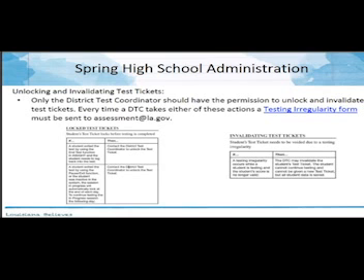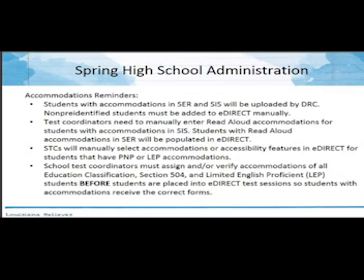Again, this is how to unlock and invalidate test tickets. It's the same procedure for 3 to 8. You need to have a testing irregularity form if that does occur. Just like for 3 to 8, students with accommodations in SIR and SIS will be uploaded, except for those 504 plans that have read aloud. School test coordinators need to manually enter those accommodations in eDirect. Same for students who have a personal needs profile, or they have an English learner accommodations plan. That will need to be manually entered as accommodations by the school test coordinator.